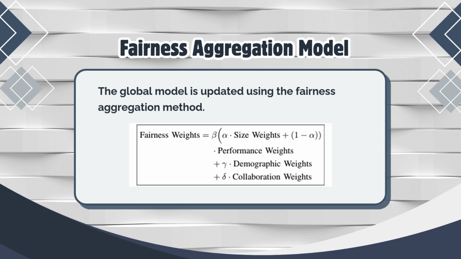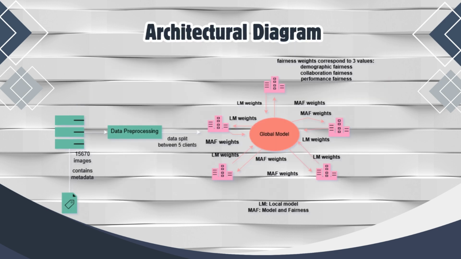And yeah, now coming to the architectural diagram, we basically send 15,000 images and then we do some data pre-processing. And this is a global model and local model and fairness weights. We get local model weights and send to the global model, and we send model and fairness weights, and we continue the training across all the clients equally.